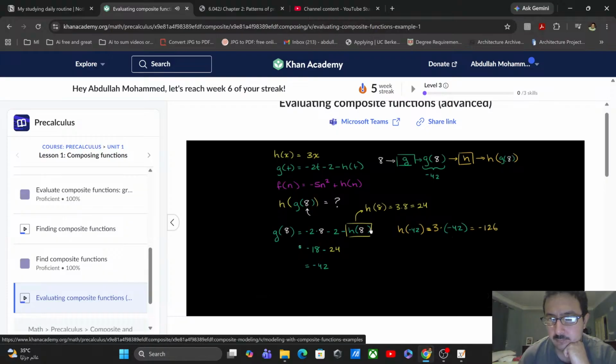So it seemed convoluted at first, but if you just keep track of what's our input, what's our output, and really just evaluate the functions, it should hopefully be reasonably straightforward.